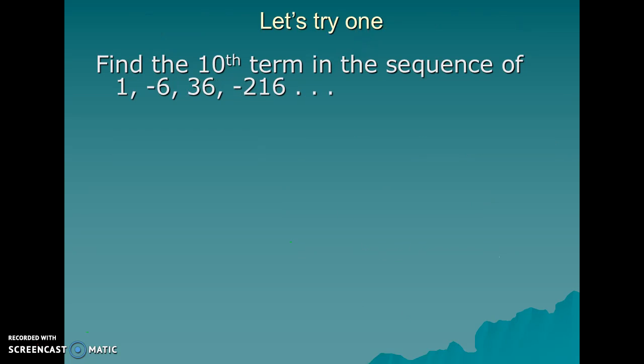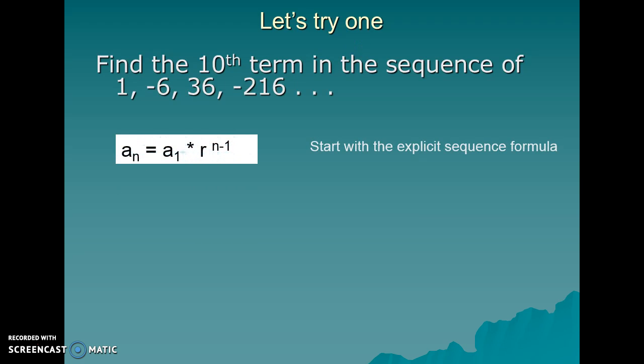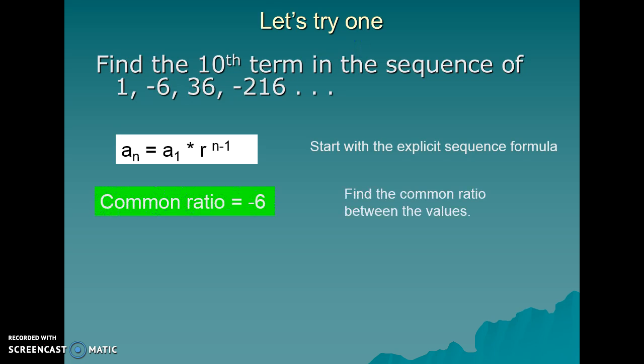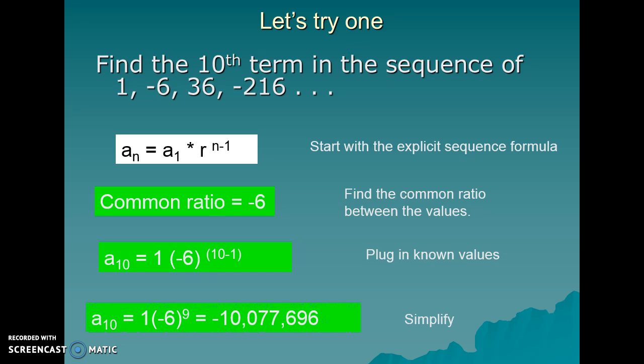You try one on your own. You do this one, try it, and again, same thing. Get the common ratio, plug in the known values, and then substitute it in your calculator.